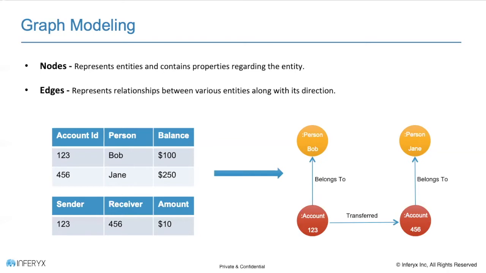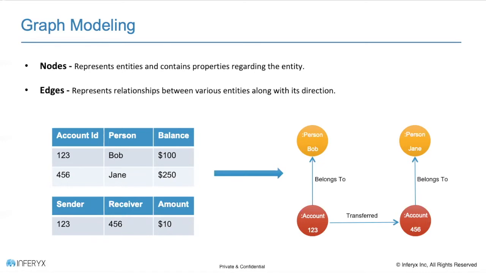But right now, between Bob and Jane there is no relationship, since we don't have that kind of information in the data shown here. From a transaction perspective, account number 123 has transferred some amount to 456, and hence there is an edge. Also, these accounts belong respectively to Bob and Jane. So 123 is transferring money to 456, and even the direction of the arrow has a meaning here.